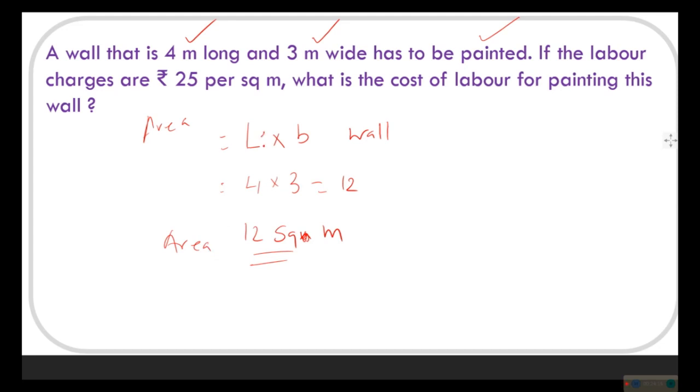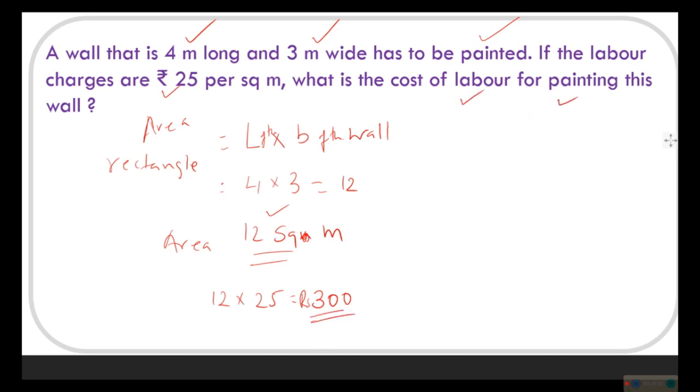Because length of the wall and breadth of the wall, that is the formula for the area of a rectangle. Why is it a rectangle? Because length and breadth are different. Now it is given that 12 square meter is the area, and per square meter 25 rupees has to be given. So 12 into rupees 25. 12 into 25, what will you get? 25 into 6 is 150, 12 means double of it, 300 is the answer, and 300 rupees has to be given, right? Rupees 300 we will give as labor for painting this particular wall.